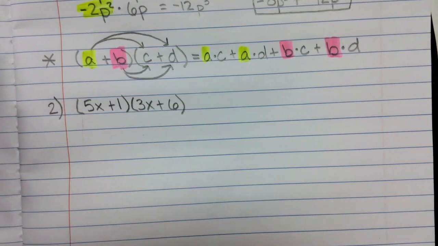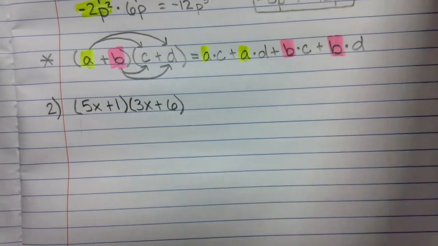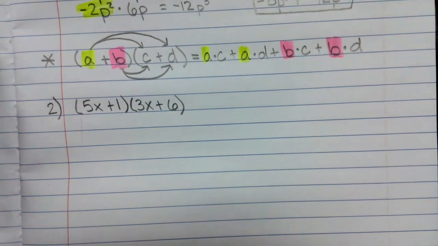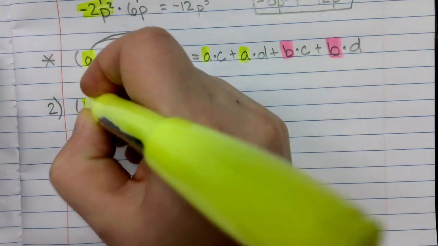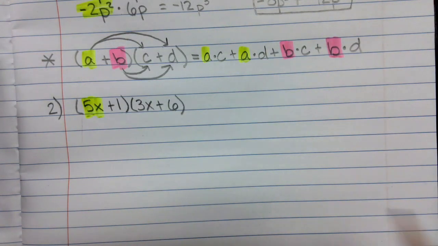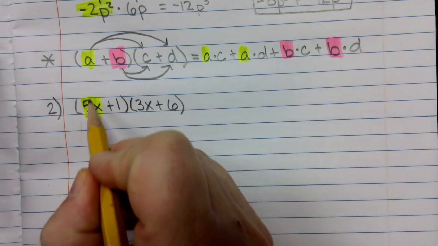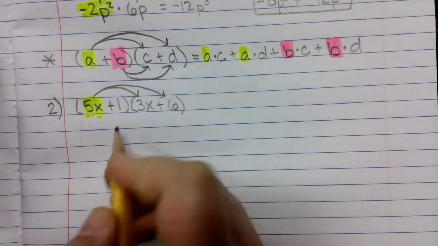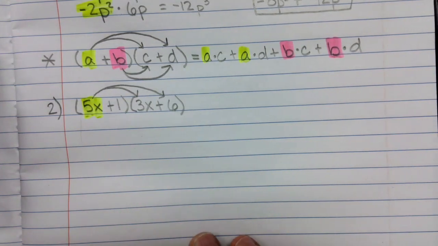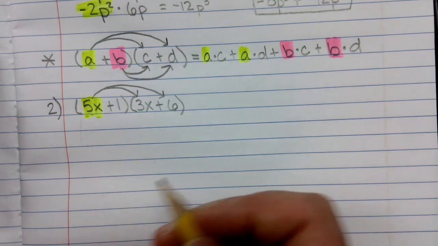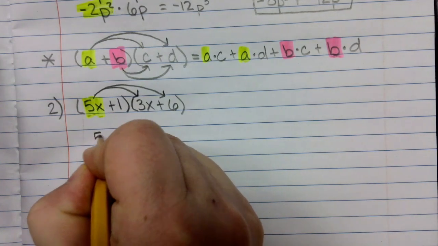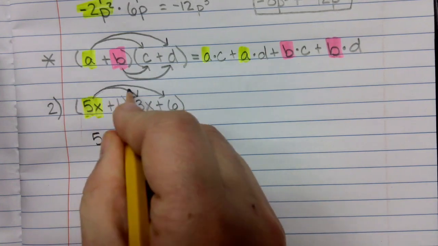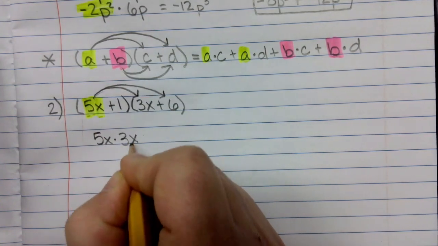So to start distributing, I'm going to start with my first term in that first binomial. What is my first term in the first binomial? 5x. I'm going to take this 5x, and I'm going to distribute it to which part? 3x. Good. 3x and 6. I like to write down all my multiplication first before I start finding answers. Some people do it as they go. I get lost if I do it that way. So I'm going to do 5x times my first arrow was 3x. And then I'm going to do 5x times my second arrow was 6.